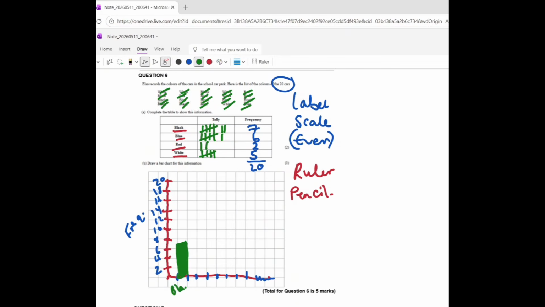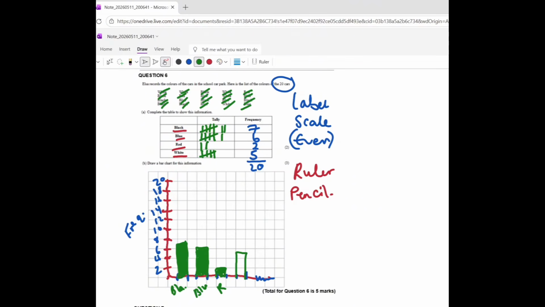And then I've got blue, which is 6, so I'm going to go up to 6. So I'm going to shade that in there. And then I've got red goes up to 2, so I'm going to do that last one. I'm going to label this one blue. Red goes up to 2. You want to write yours in full, but obviously I'm doing it for speed purposes. So that's going to be my red there. And then I've got white goes up to 5.